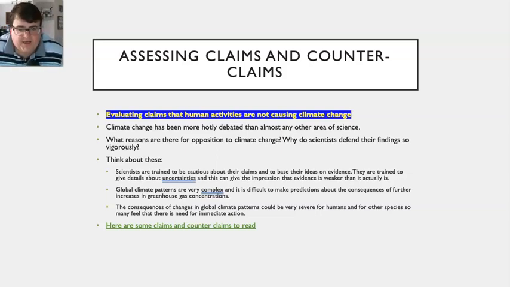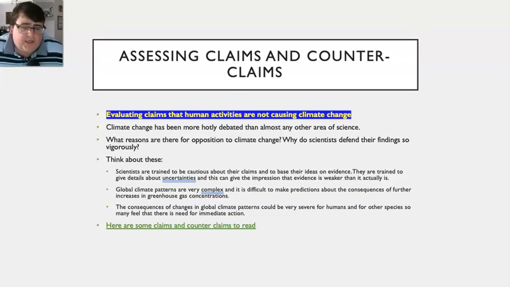Obviously, though, climate change is a very political topic. Some people believe it exists, some people think it's a complete myth. So part of the IB is you have to be able to assess those claims and counterclaims and evaluate the claim that human activities are not causing climate change. Think about what reasons there are for opposition to climate change. Why do scientists defend their findings so vigorously?